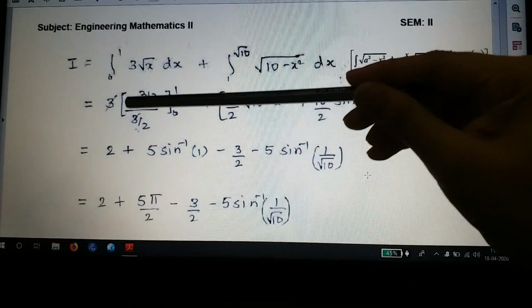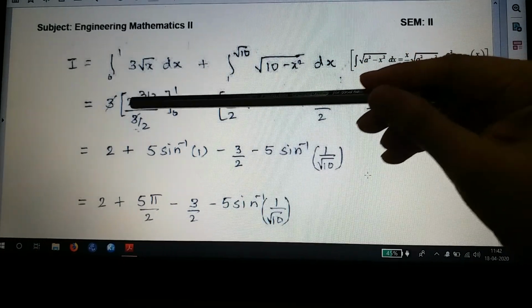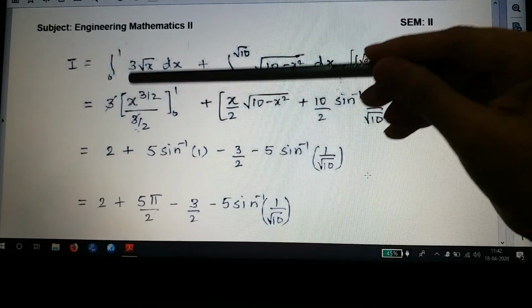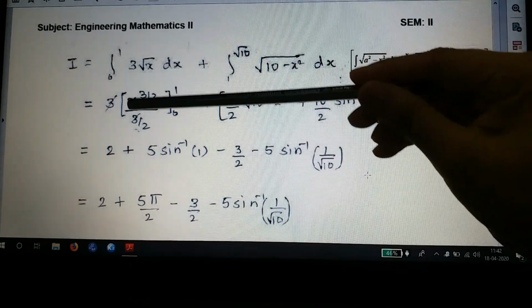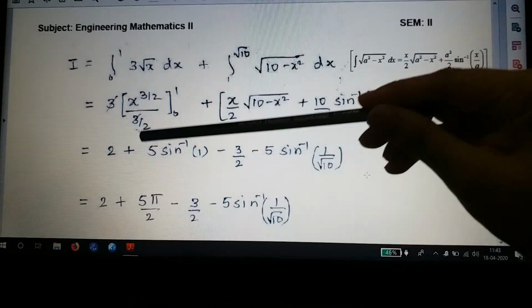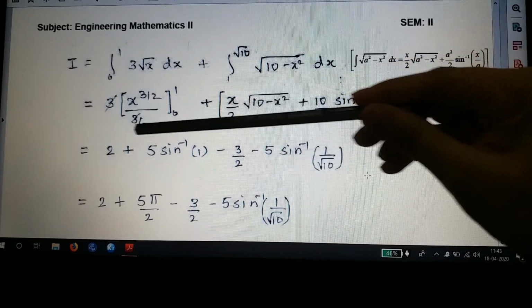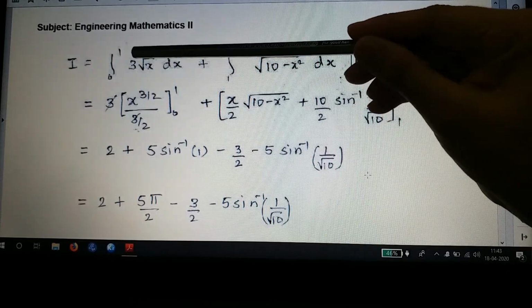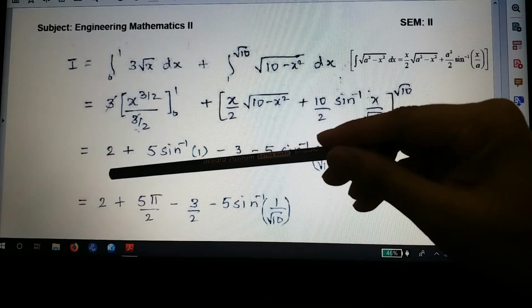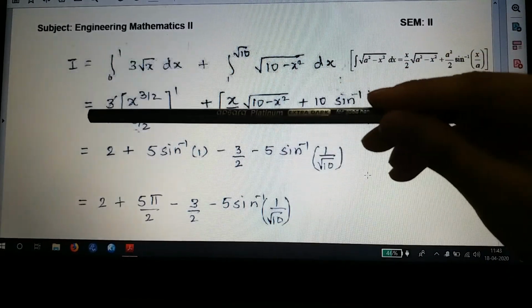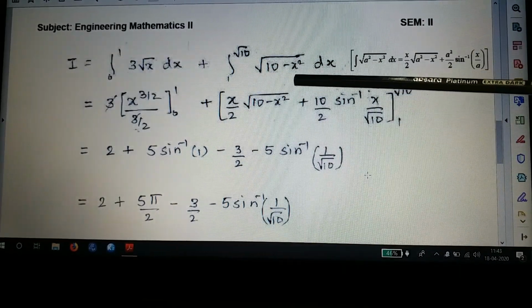Put 1 here, 1 raised to 3 by 2 is 1. Then you put 0, which is 0. So you just get 1 from here, and this 2 is a constant. So the answer for this first integral is 2. And we are done with the first one. Now let us go for the second one.